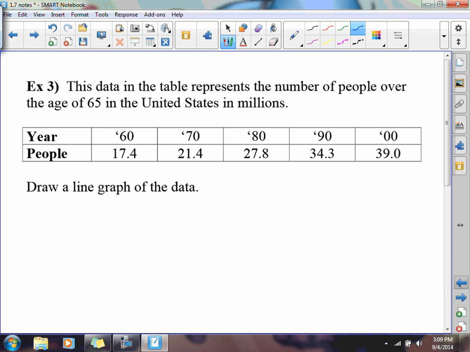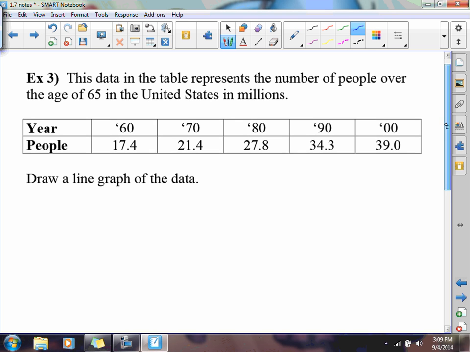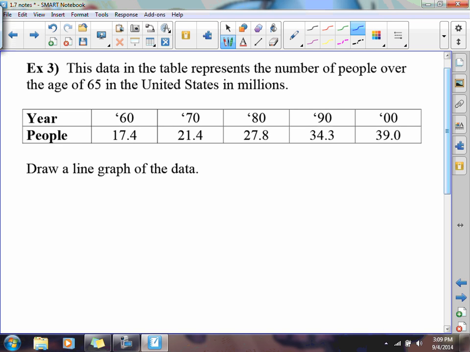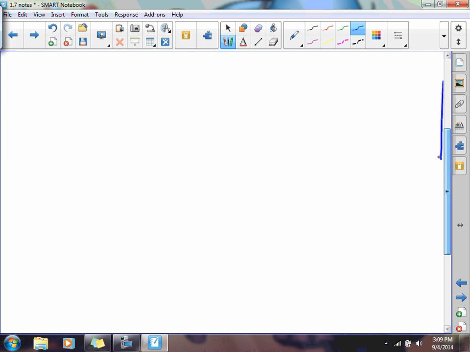Okay, in example 3 now, we're going to make a line graph instead of a bar graph. And again, we have a horizontal table where the data is presented. This is a table that represents the number of people over the age of 65 in the United States. And again, these are the number of millions of people. So again, remember this top row represents the x-axis, the bottom row represents the y-axis. So I'm going to scooch down here again, and I'm going to draw my x-axis and my y-axis. I only have to draw the first quadrant.